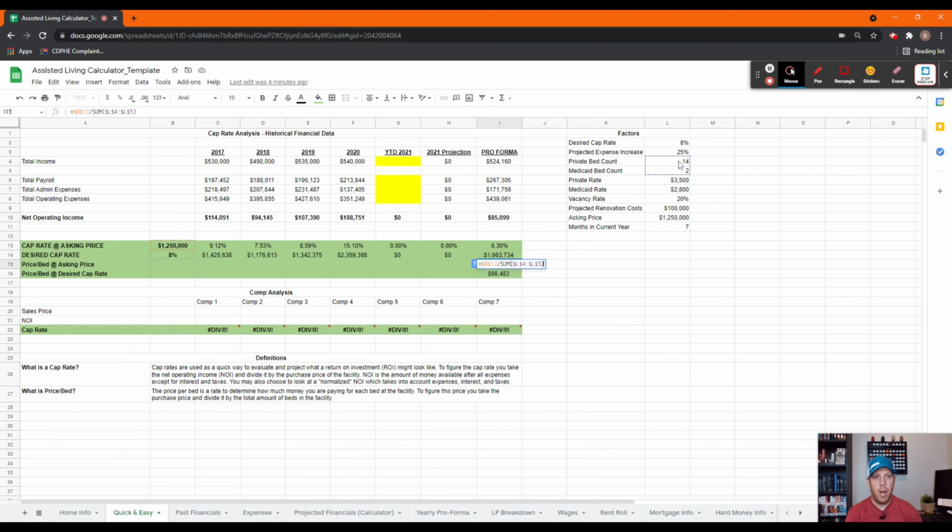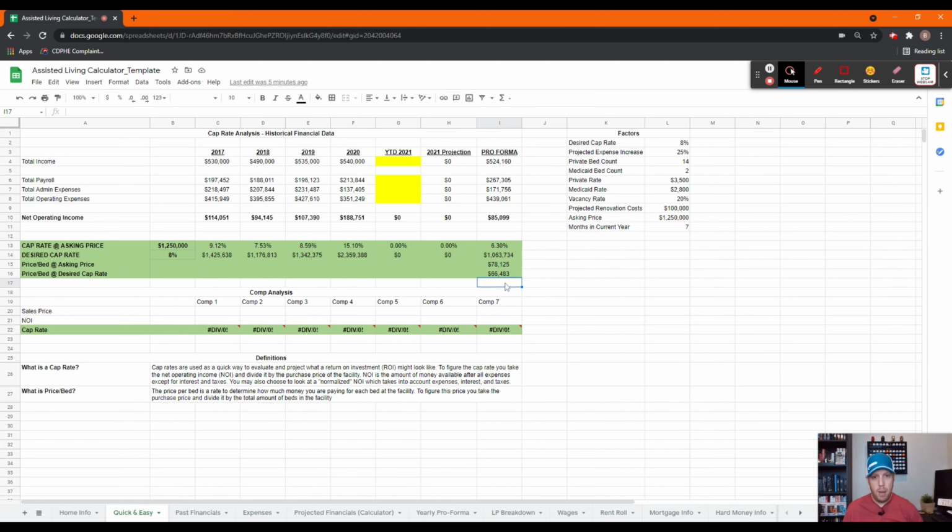So, there's 14 private beds, 2 Medicaid beds, so that's 16 total beds, and then we're going to divide that by this asking price, and that's going to give us the price per bed at that asking price. And then right here, this is the price per bed at the desired cap rate. So this is those same 16 beds, but at this price right here. So you can kind of see what the gap is right there, and it gives you a good idea on if those numbers are pretty close to the same, you're probably in a good spot.